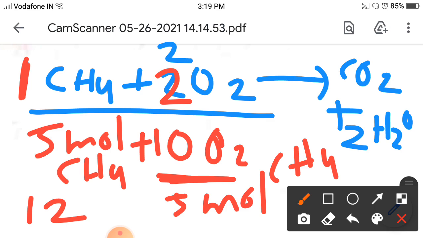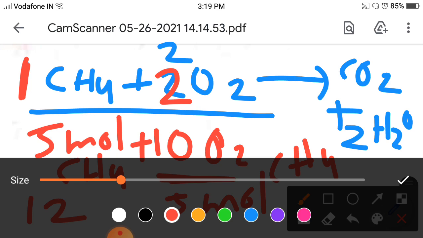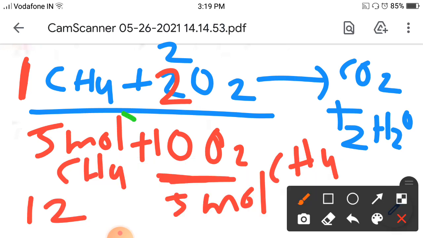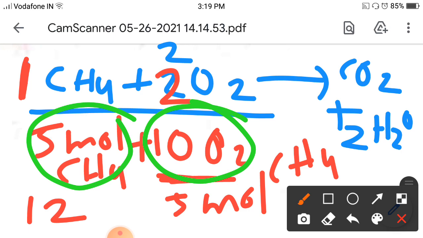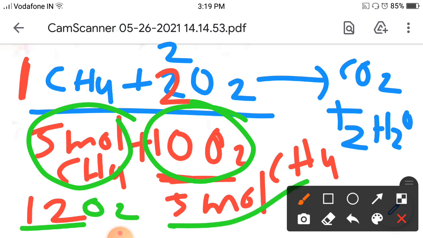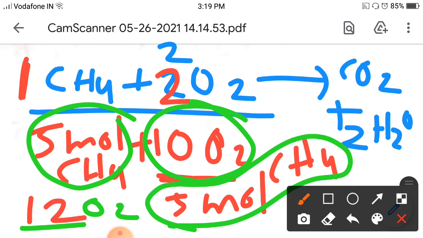So which is in excess here, oxygen or CH4? Which is excess in amount? You have been given 12 moles of oxygen and 5 moles of CH4. So oxygen is in excess. So what is actually the limiting reagent? Here the limiting reagent is what?